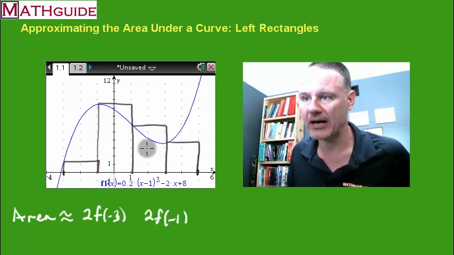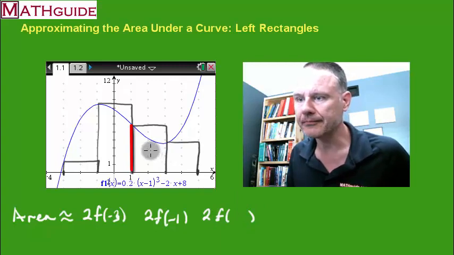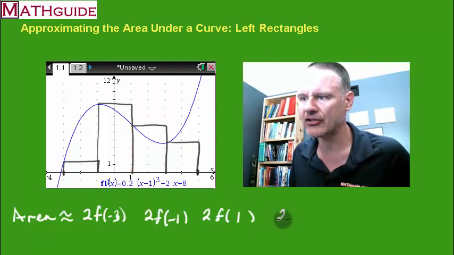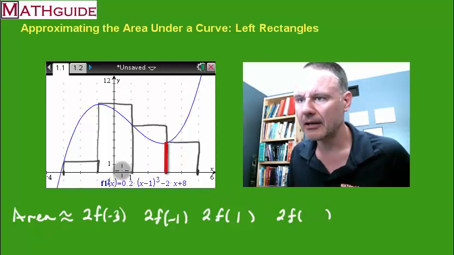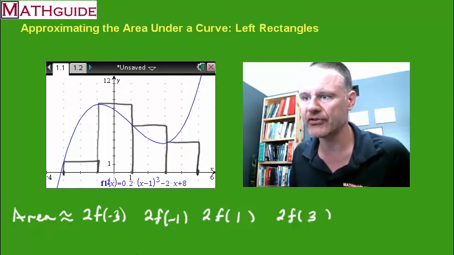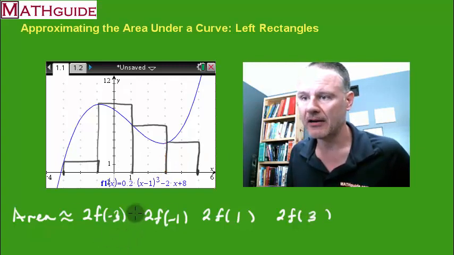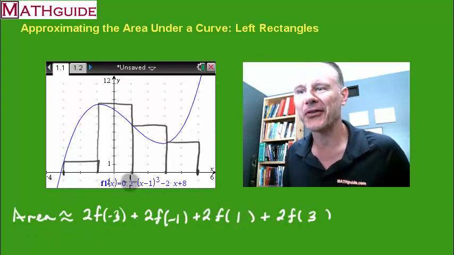How about the third rectangle? Well, it's still got a width of 2, but now the function is being evaluated at f of 1. And then finally, the last rectangle, 2 is the width, and it's evaluated here at 1, 2, 3. It looks like f of 3. Okay, so this is the area of all those rectangles individually, and obviously if you add up the areas of those rectangles, you'll get the approximate area under the curve.